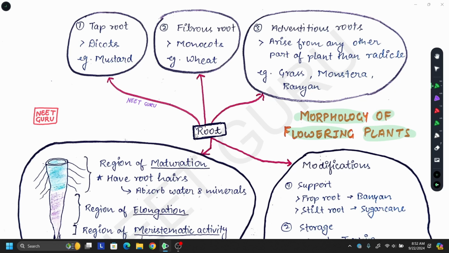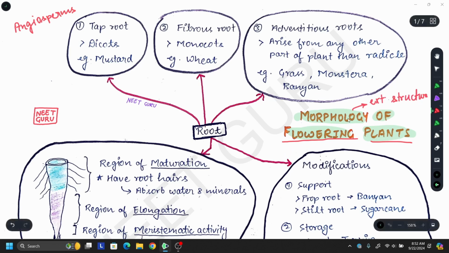So let's start with the title of the chapter. The title is Morphology of Flowering Plants. So what is a flowering plant? The plant that has flowers, which is basically angiosperms. And what is morphology? The word morphology means study of external structure. So we are going to study the external structure of flowering plants, or you can say angiosperms. This is the name of the chapter we are going to study.